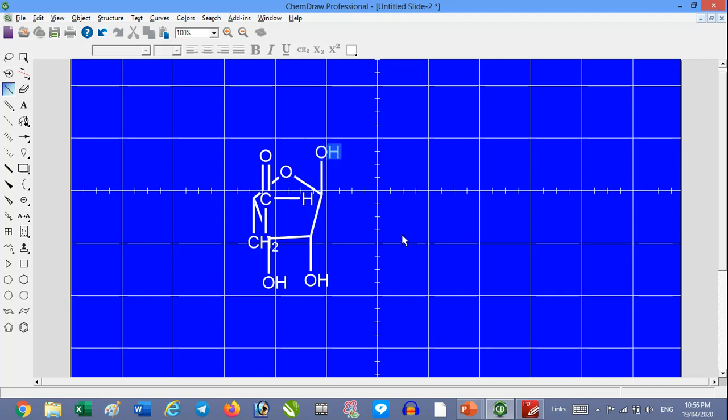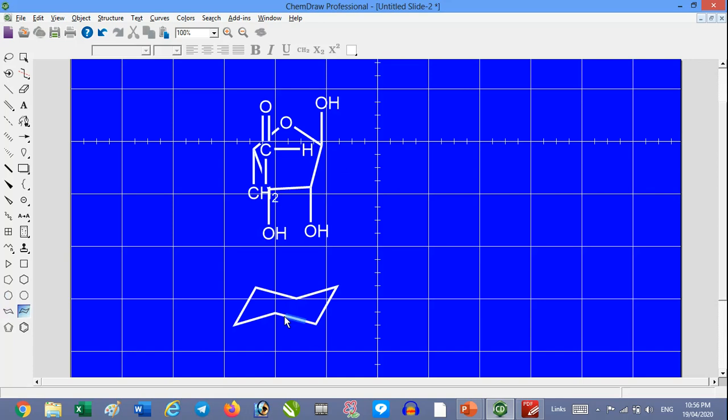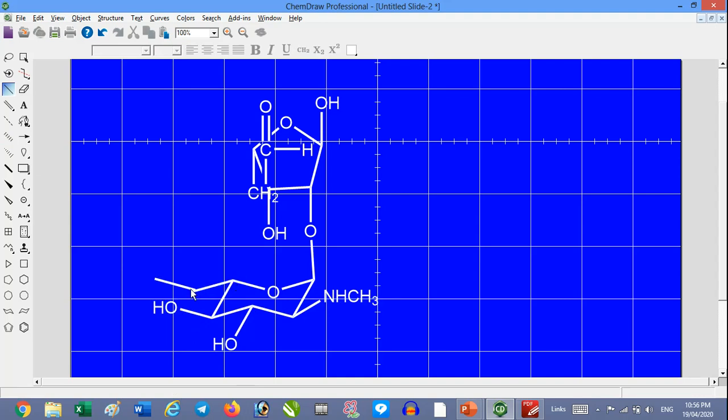Again friends, this oxygen is going to attach to another carbohydrate, like this. Here we have oxygen, and here at equatorial position we have an NHCH3 group, and here at equatorial position OH, again at equatorial OH, and this is also present at equatorial position, but the group is CH2OH. So this is the finishing of this carbohydrate.